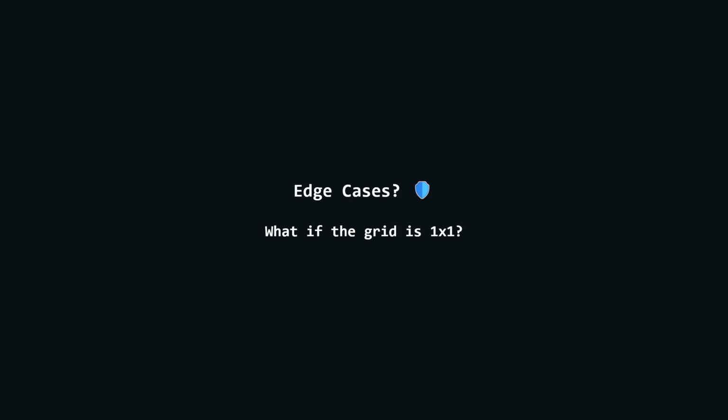What about edge cases? What if the grid only has one single number inside it? Well, our transpose loops just won't do any swaps, and reversing a single item does nothing. So it naturally handles small grids without crashing.